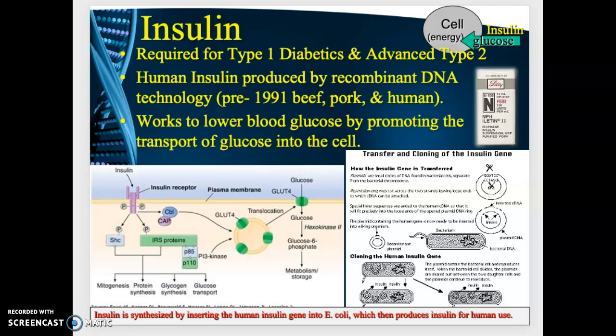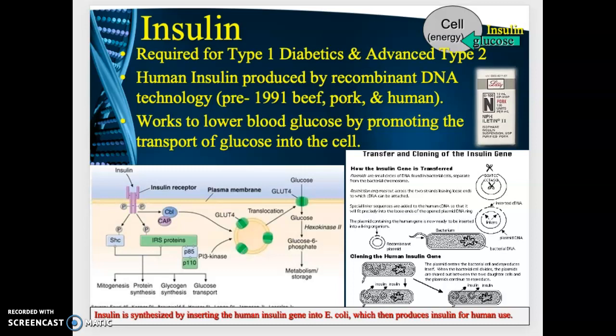Okay, we're starting the third lecture, the third part of the lecture on diabetes. And we covered this slide in the last lecture, but I went kind of quickly through it. So let me just highlight important parts.